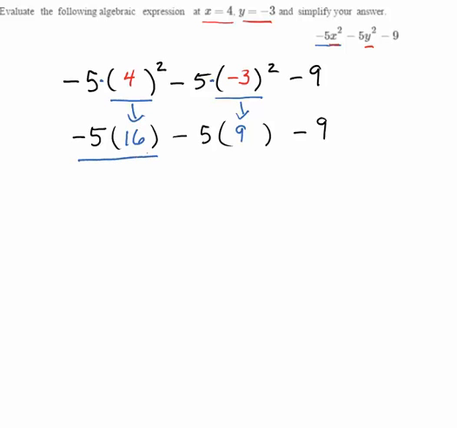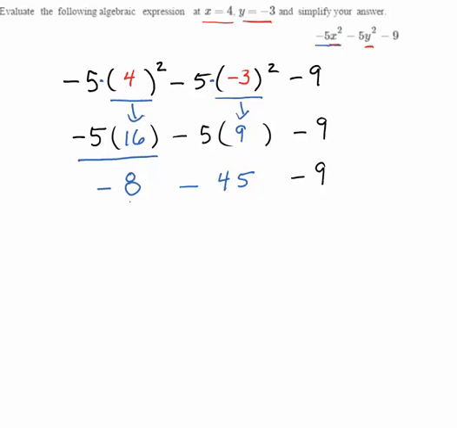Let's see, -5 times 16 is -80. And now we're subtracting 5 times 9, but you can think of that as -5 times 9. And we get -45. It ends up being subtracting 45. And then finally we just bring down the -9.